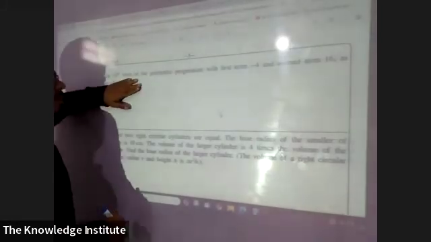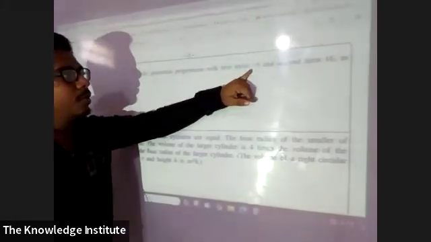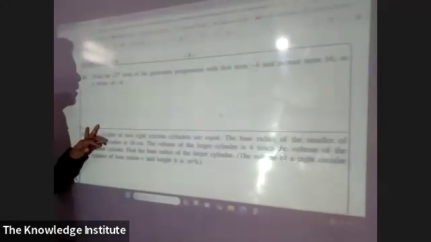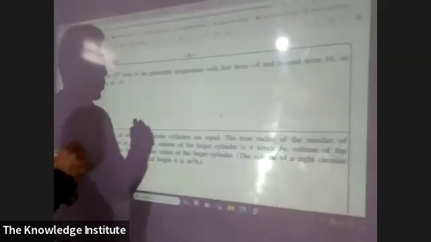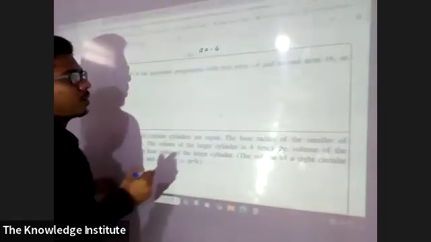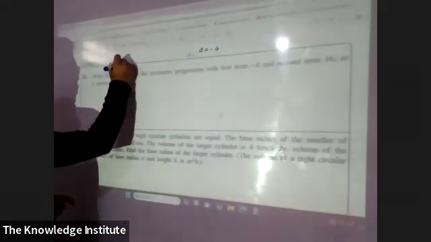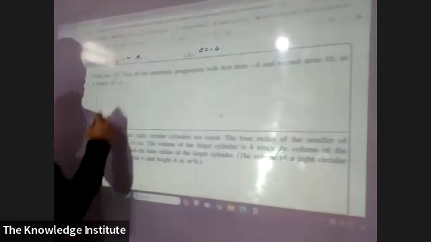Write the 13th term of a geometric progression with first term minus 4 and second term 16 as a power of minus 4. So now we want to write the 13th term. Here the first term is A equals minus 4, and the second term is 16.